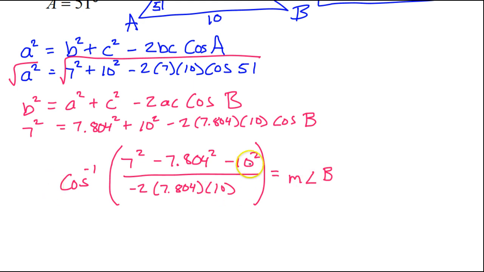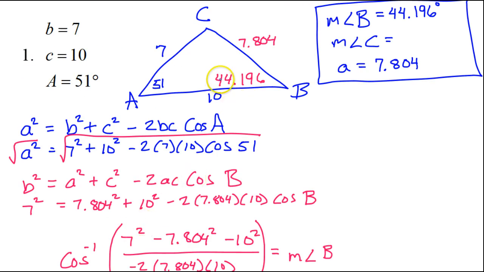Go ahead and put this entire expression into your calculator now. I got 44.196 degrees for the measure of angle B. For the measure of angle C, we could just subtract the two angles that we already have from 180. I got 84.804 degrees. Alright, that's it for problem number 1.